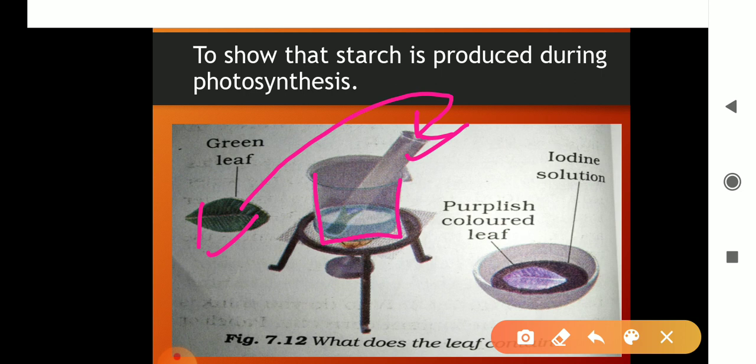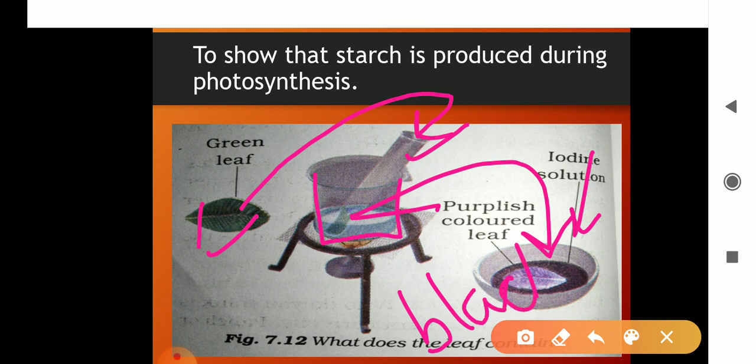Then this leaf will decolorize. The green color of the leaf will disintegrate. It means the chlorophyll pigment which is present in this leaf will disintegrate and the leaf will become pale yellow, or we can say colorless, right? Okay, then you will take out this leaf and put it into a petri dish and pour the iodine solution over it. Then you will see this leaf will change into a blue color, blackish blue color. It shows the presence of starch in it.